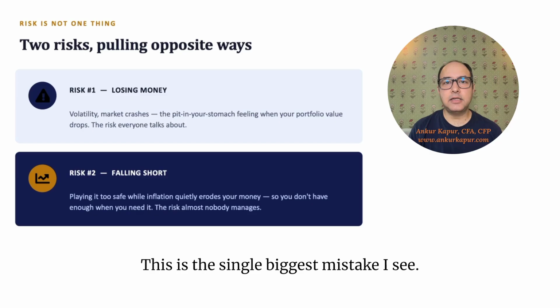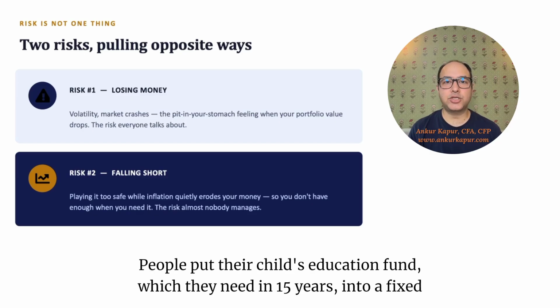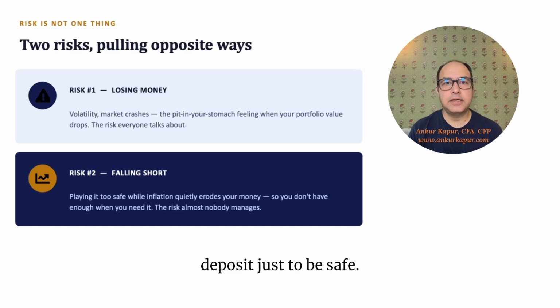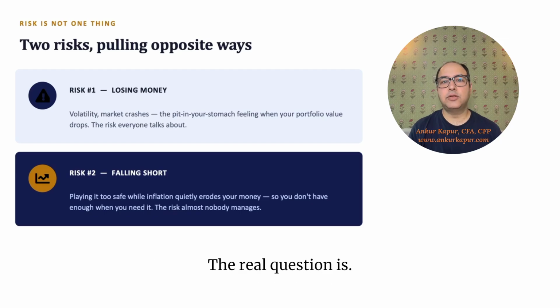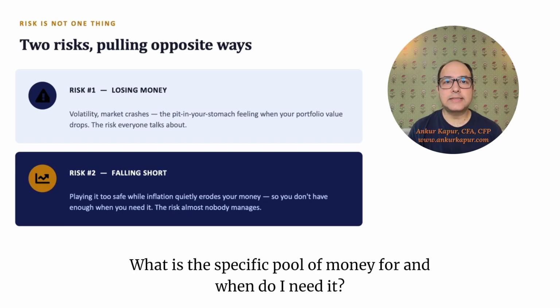This is the single biggest mistake I see. People put their child's education fund, which they need in 15 years, into a fixed deposit just to be safe. That's not safe. That's slow motion shortfall. So the real question isn't, am I conservative or aggressive? The real question is, what is the specific pool of money for and when do I need it?